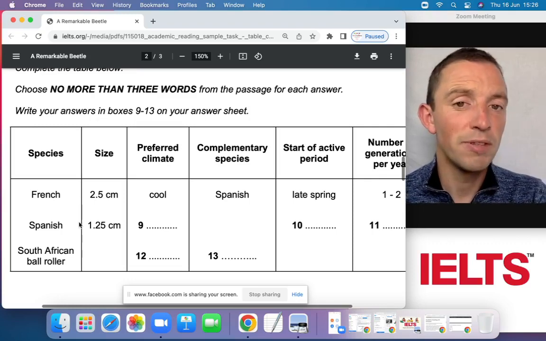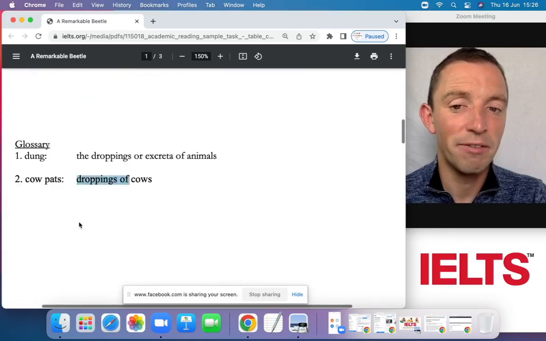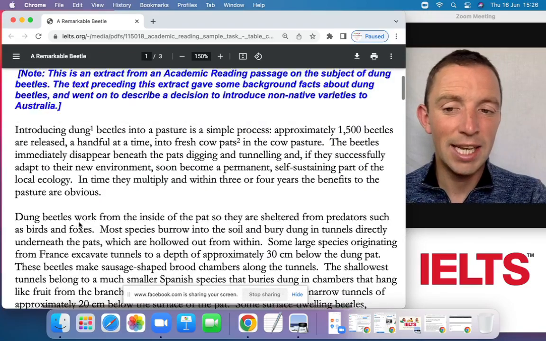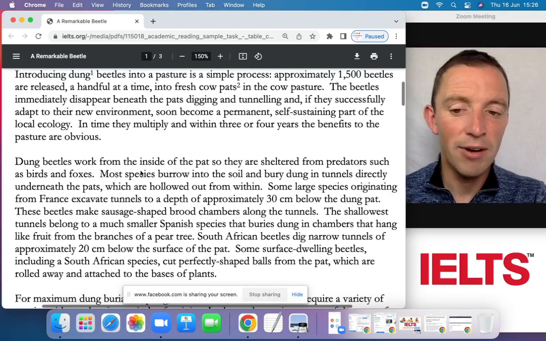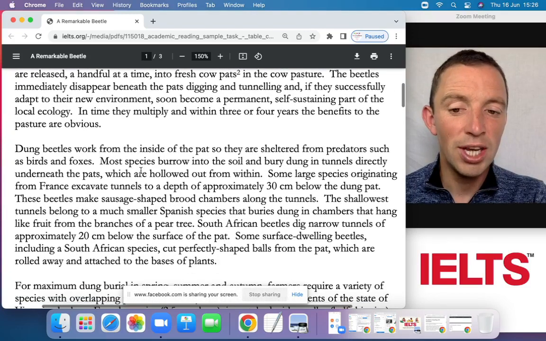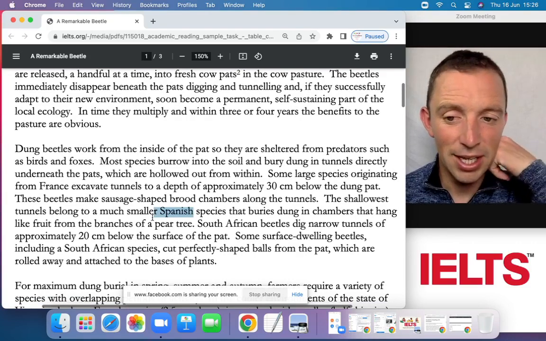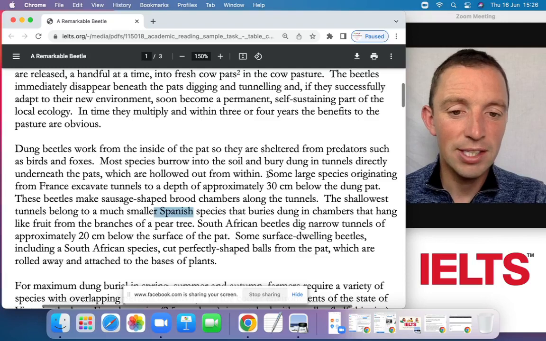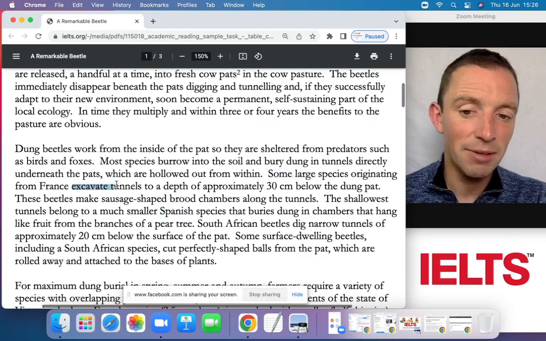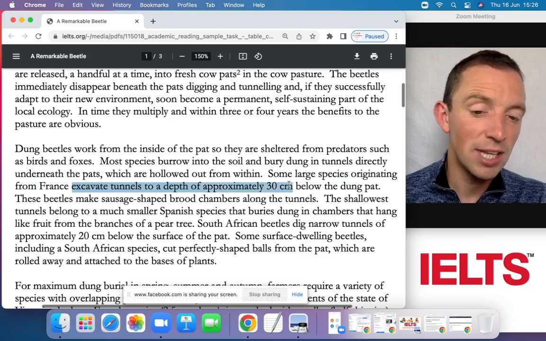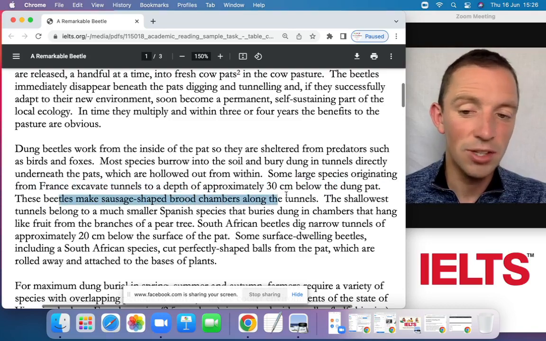First, we must find a reference for the Spanish dung beetle and the climate preferred. So let's begin again. And nothing in the first paragraph related to Spanish. Here is the first reference to Spanish species. So let's check the sentence before. Some large species originated from France excavate tunnels to a depth of approximately 30 centimeters below the dung pad. These beetles make sausage-shaped brood chambers along the tunnels.